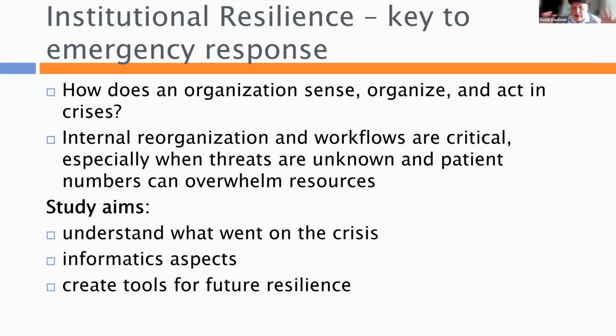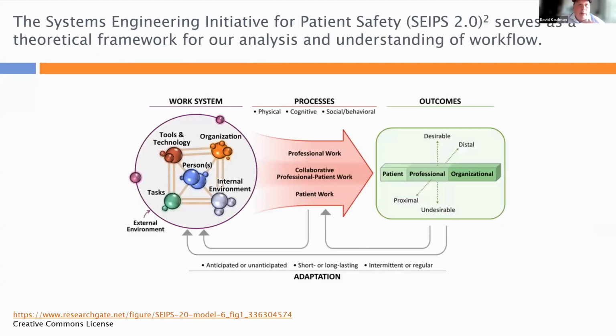I'm only going to talk very briefly about that because I know I have a short amount of time. So we have embraced an institutional resilience framework. It's sort of a theoretical underpinning of what we do. And we have a particular model called the SEIPS model. You might be familiar with it. It's a system engineering initiative for patient safety model. It's widely used in human factors in healthcare. I won't say too much about it, but I'm happy to answer questions.